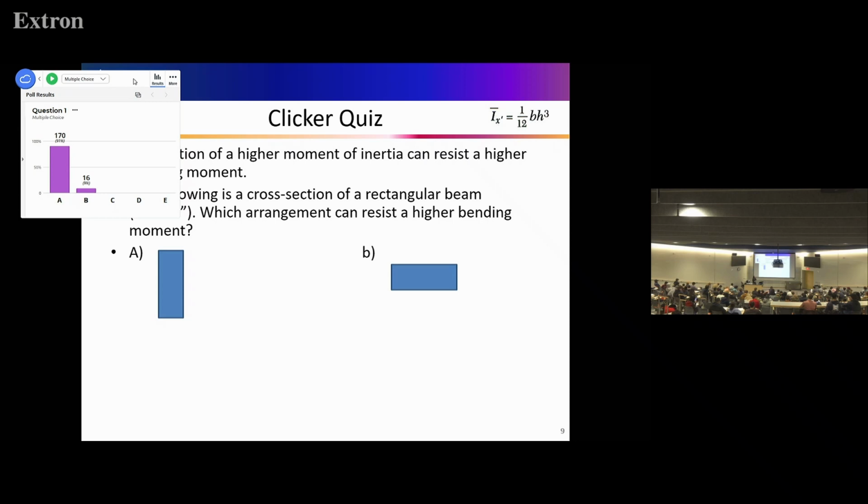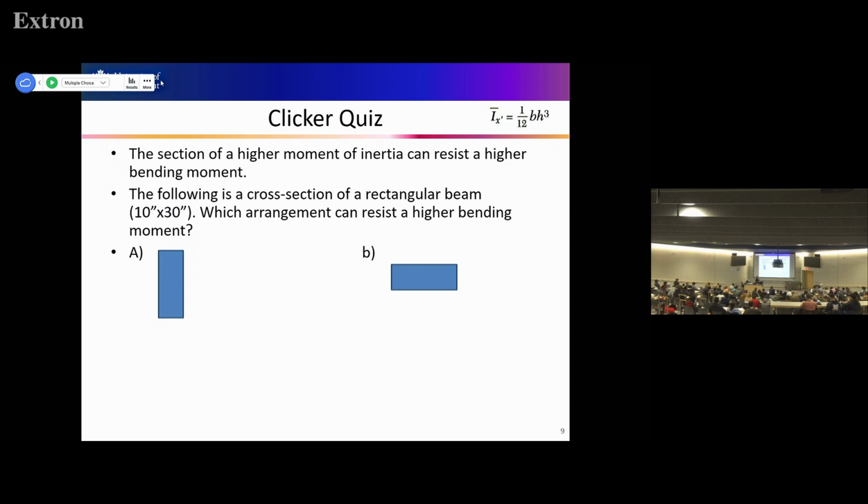A has more votes than B, right? And it's right. So A has higher moment of inertia Iy because of this equation, right? This is B. B is 10, H is 30, then 30 cubed, right? That is greater than 1 over 12 times 30 times 10 cubed, right? So based on the mathematical calculation, this one has higher moment of inertia, and because of that, this kind of section can resist higher bending moments, right?